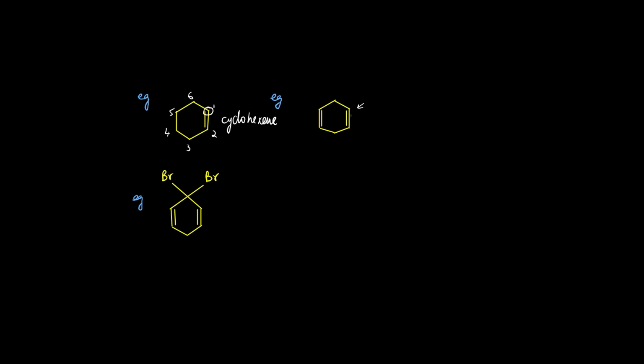You would have to number it in such a way that the alkene double bonds get the smallest numbers. So I would number it like this. For instance, if I number it like this, I'll get the double bond on the first carbon and the fourth carbon, right? So now let's name this. It would be 1,4 cyclohexadiene.